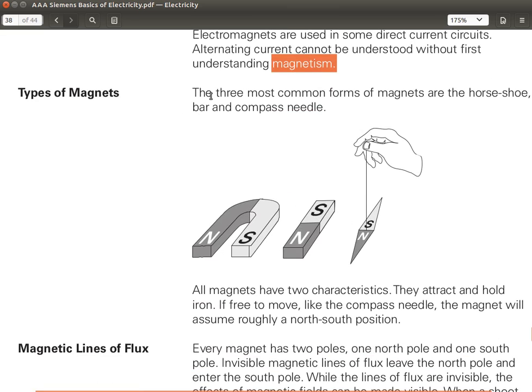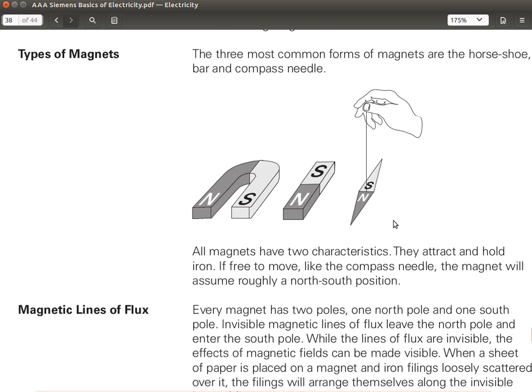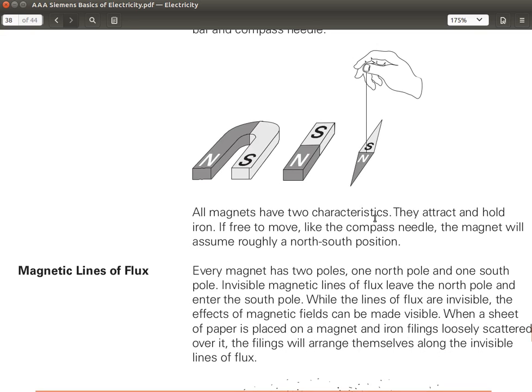Types of magnet. The three most common forms of magnets are the horseshoe, this one in the shape of a horseshoe, the bar, this one in the middle, and the compass needle. All magnets have two characteristics. They attract and hold iron. If free to move, like the compass needle, the magnet will assume a roughly north-south position.